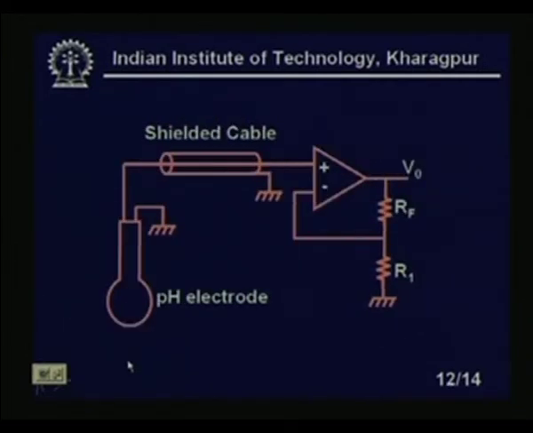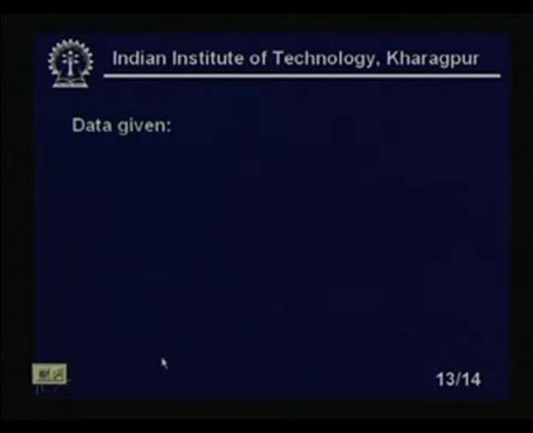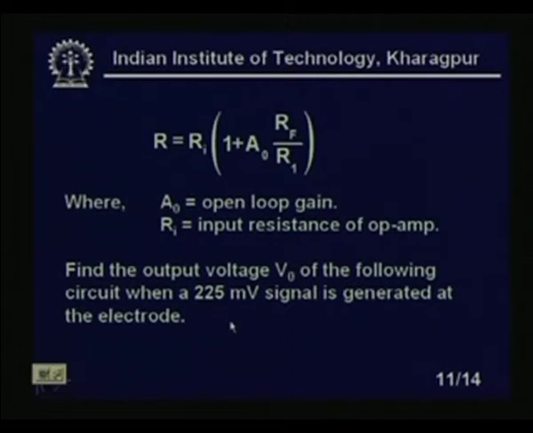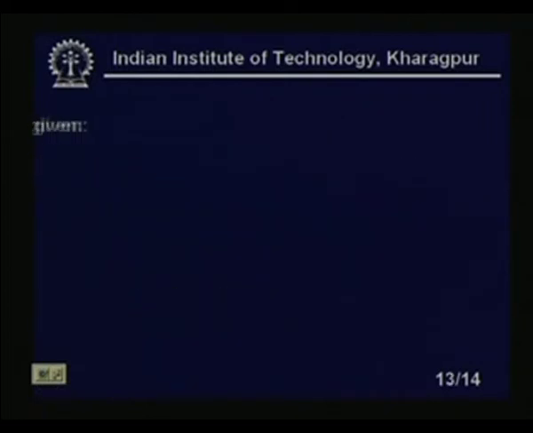The shielded cable looks like this, with the pH electrode. You see this is a buffer amplifier we have used, which is supposed to have very high input impedance, so we have used a shielded cable. Now, the data given. Find the output voltage V naught of the following circuit when a 225 millivolt signal is generated at the electrode. Very small signal is generated.